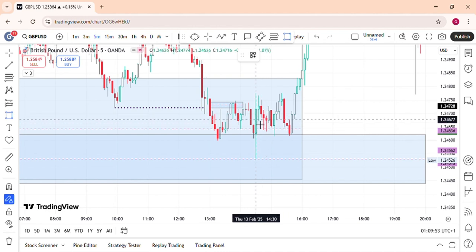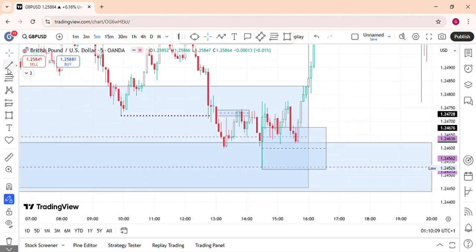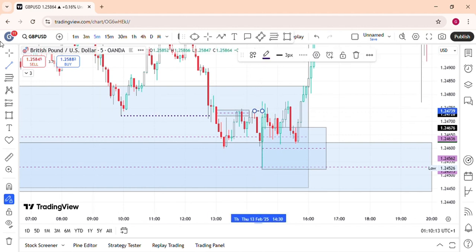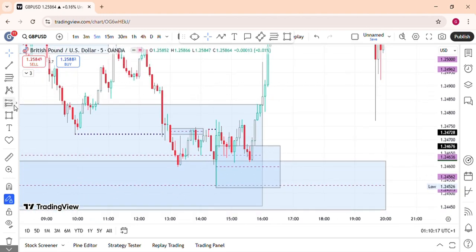Now I've seen the fair value gap here. What you need to do is to highlight it to this end, to the extreme wick of that candle right here, and this is your break of market structure here. So indicating that market wants to go to the upside. So now let's check how we enter.